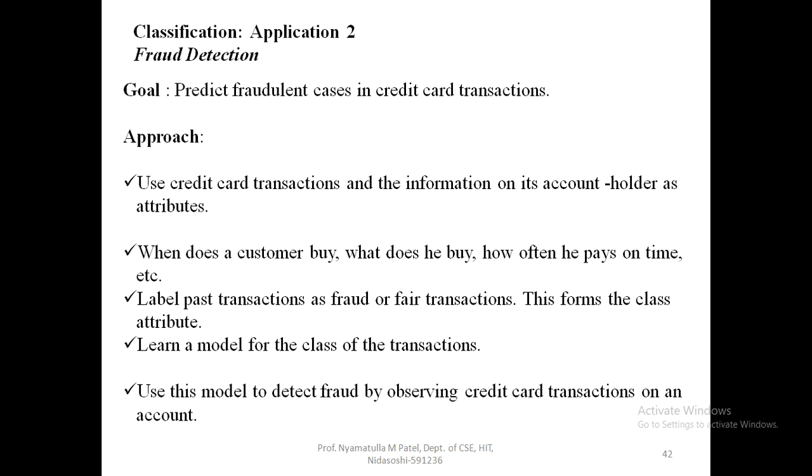Application 2: fraud detection. What is the goal? Predict fraudulent cases in credit card transactions. What is the approach? Use credit card transaction information on the account holder as attributes. Now, you have the information: when does the customer buy, what does he buy, how often he pays on time, etc. Label past transactions as fraud or fair transactions. This forms the class attribute. For the previous transactions, whatever he did, label whether that transaction was a fraud transaction or a fair transaction.